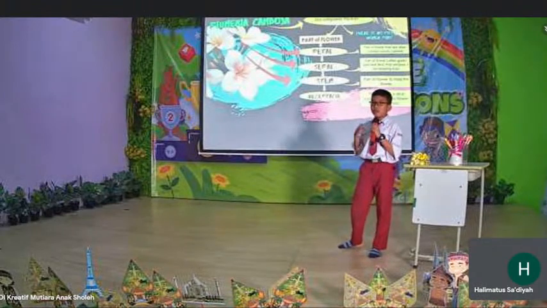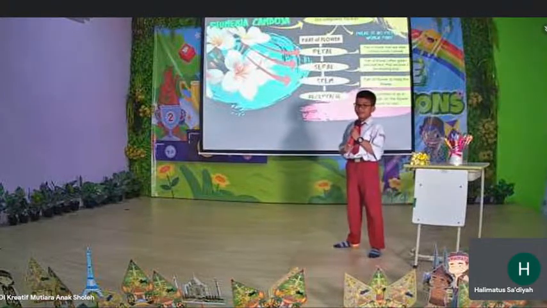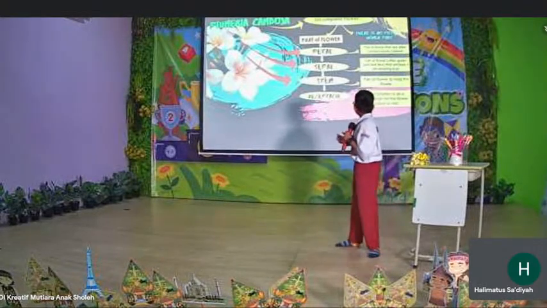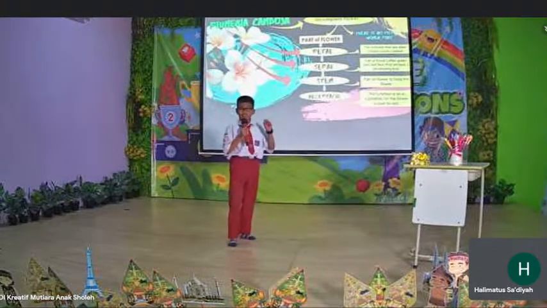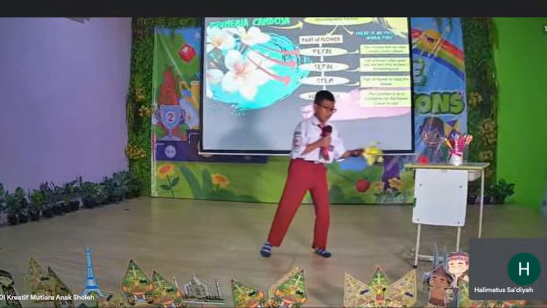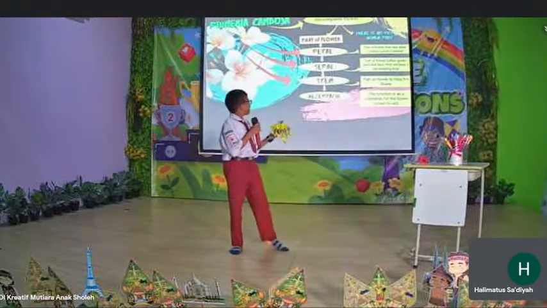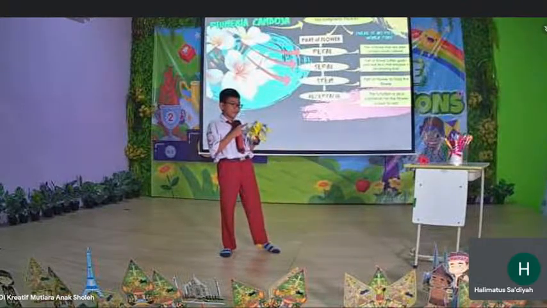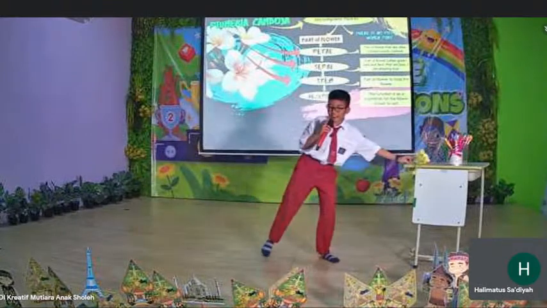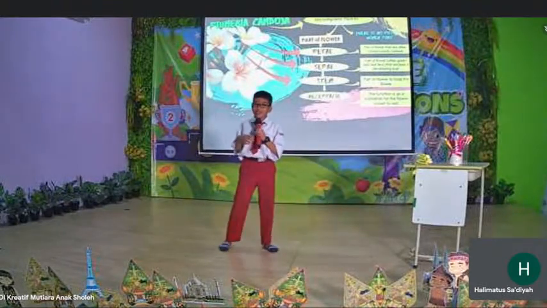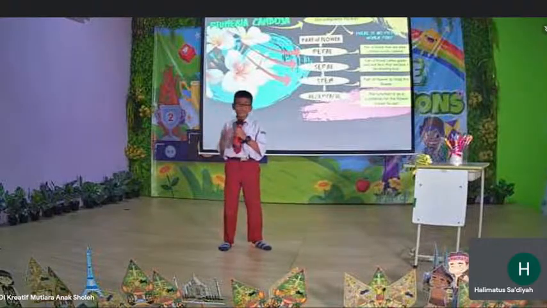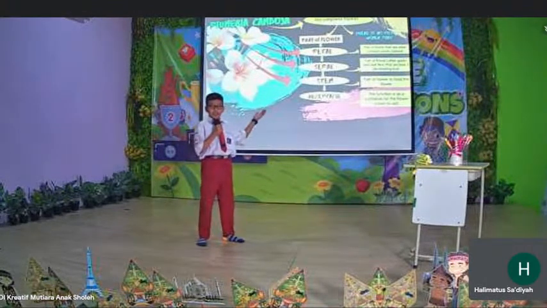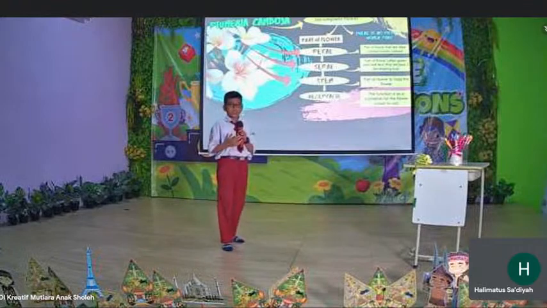And do you know what the function of the petal is? Okay, the petal is the part of the flower that is often conspicuously colored, like this Kamboja flower. This Kamboja petal is yellow and white. And the second is the sepal. Do you know what the function of the sepal is? Okay, the sepal is the part of the flower, often green and leaf-like, that encloses a developing bud.